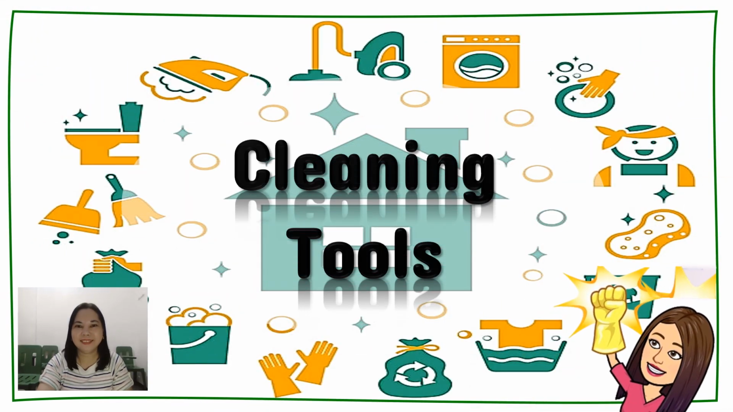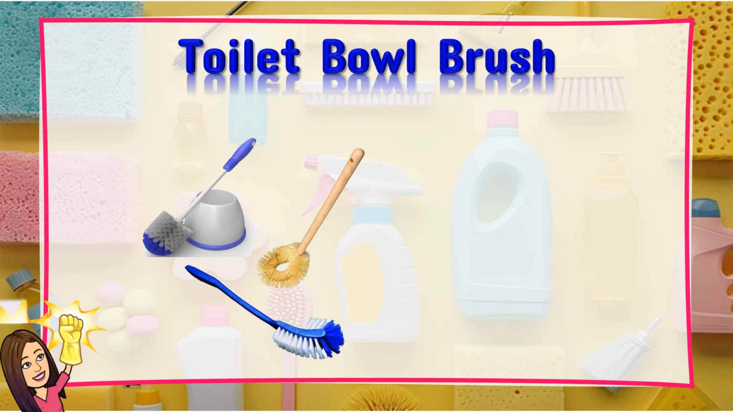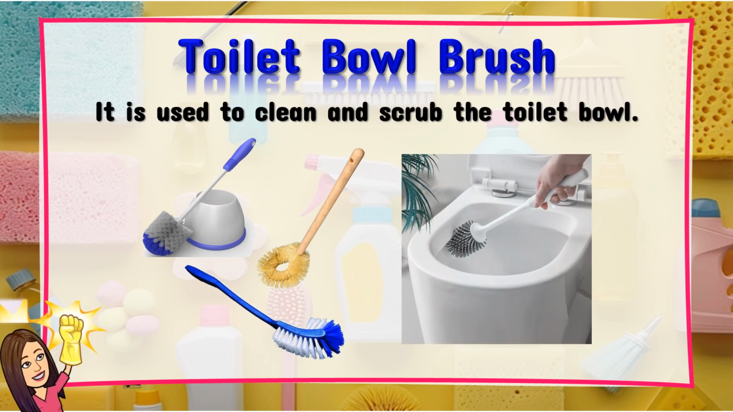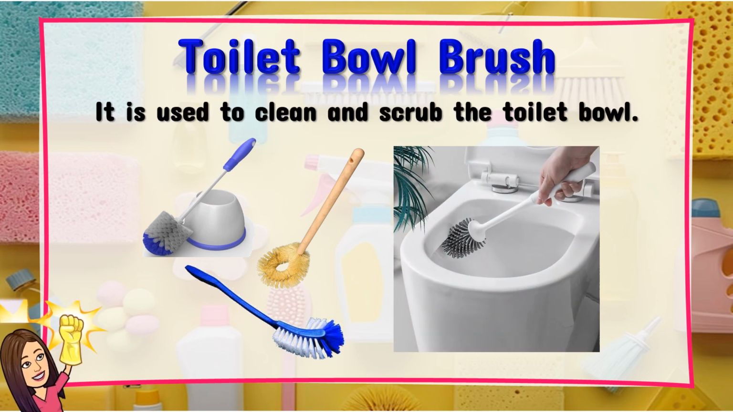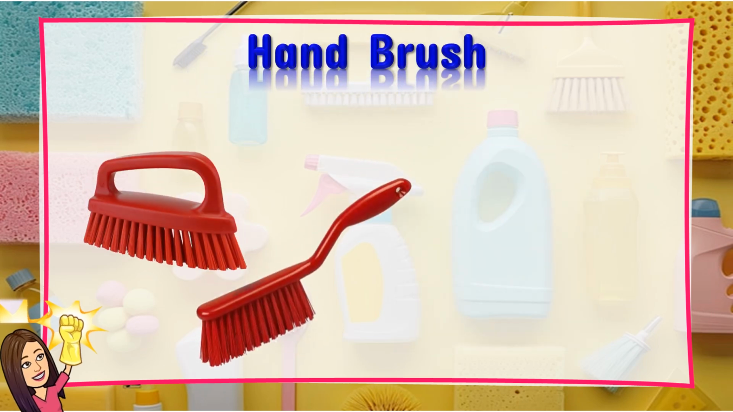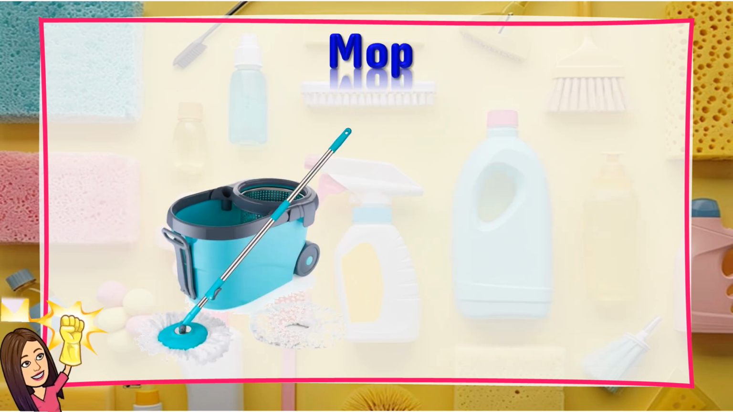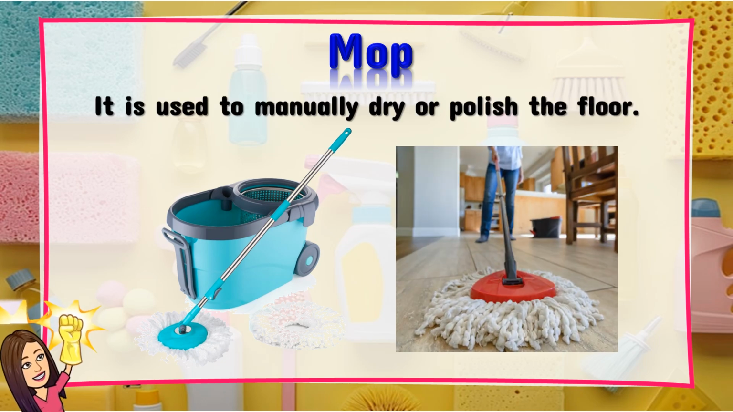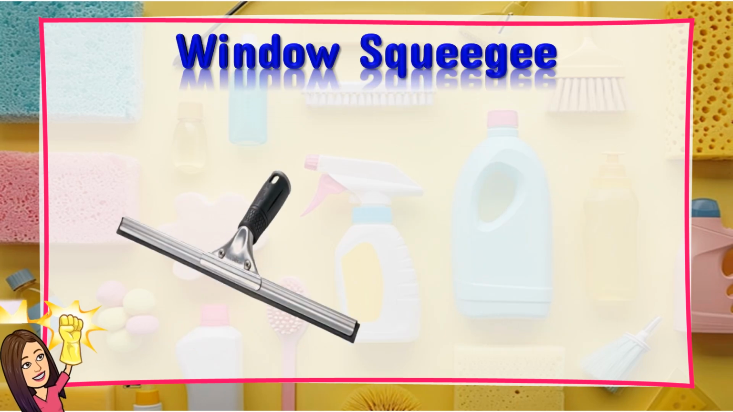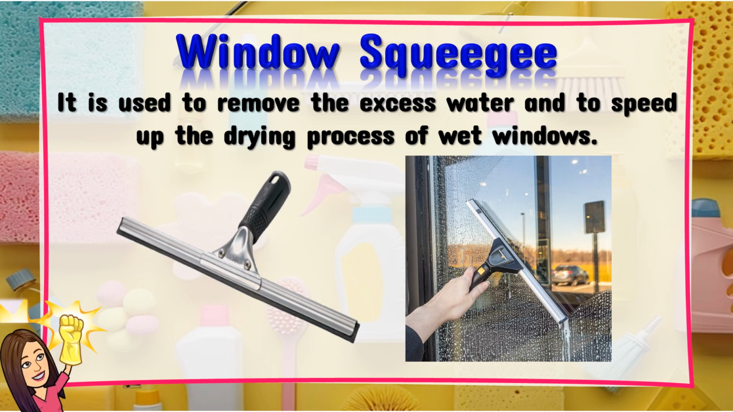Cleaning tools. Toilet bowl brush. It is used to clean and scrub the toilet bowl. Hand brush. It is used to remove dusts or residues which have accumulated in rough surfaces. Mop. It is used to manually dry or polish the floor. Window squeegee. It is used to remove the excess water and to speed up the drying process of wet windows.